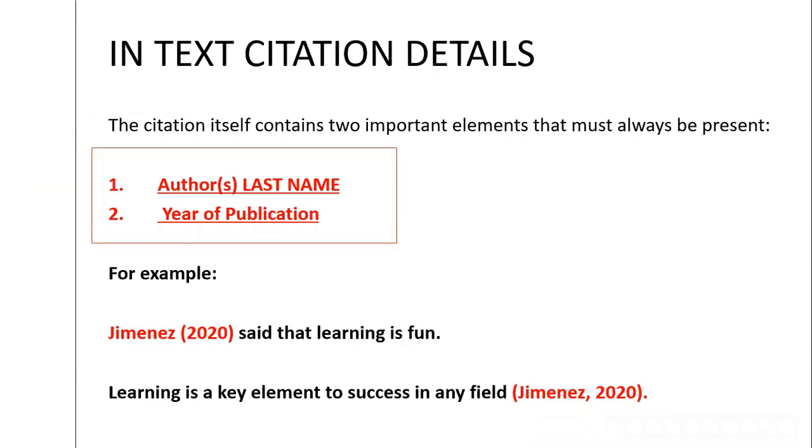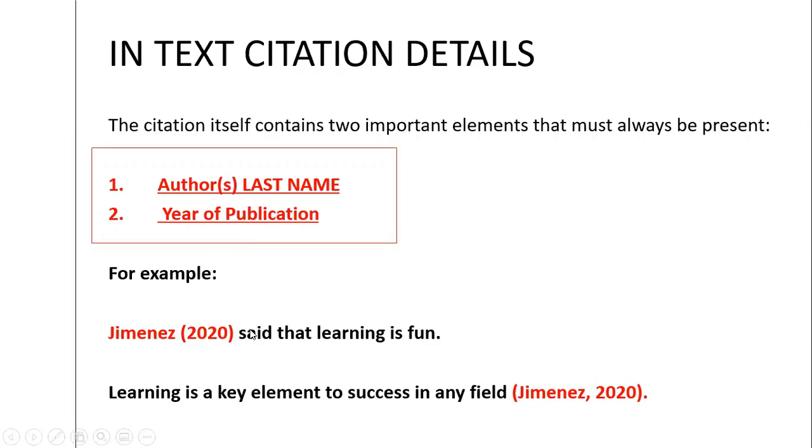Now, a couple things to note here. You're going to have different variations. You may have 1, 2, or 3 or many more authors, right? But regardless of the number of authors and regardless of the type of journal article, there's always 2 things that must be present, always, in your citation, no matter what. And that is the last name of the authors and the year of publication. This is a must.